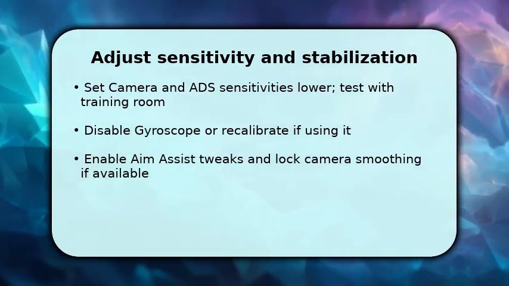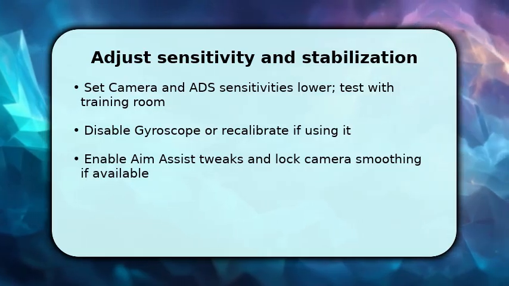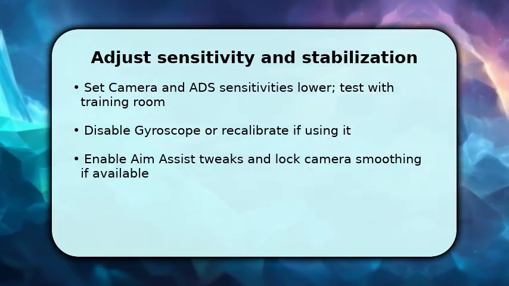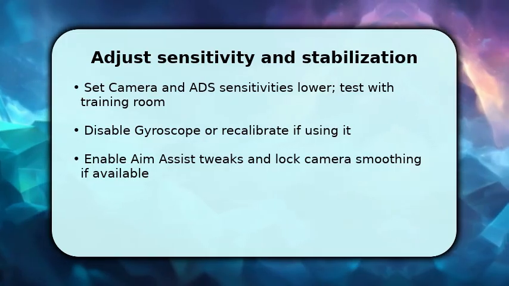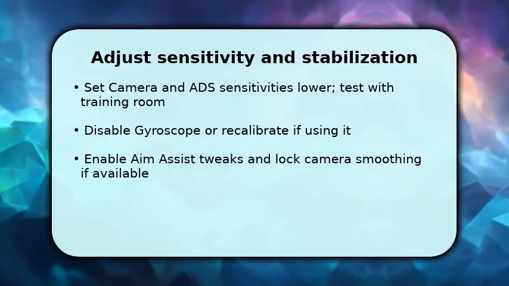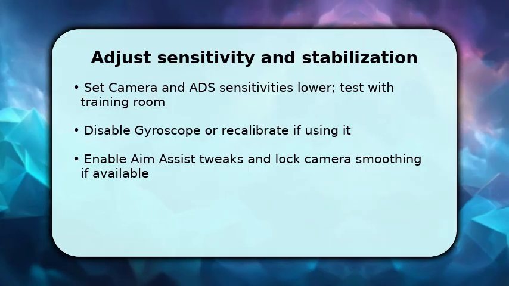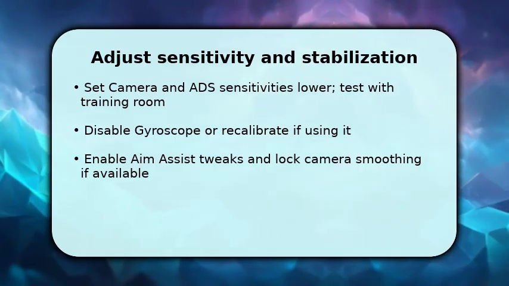If you use a gyroscope, either disable it or run the calibration tool so the sensor centers correctly. Also enable smoothing and aim assist tweaks where offered, because they filter jitter. Once you've adjusted, play short sessions to confirm stability.